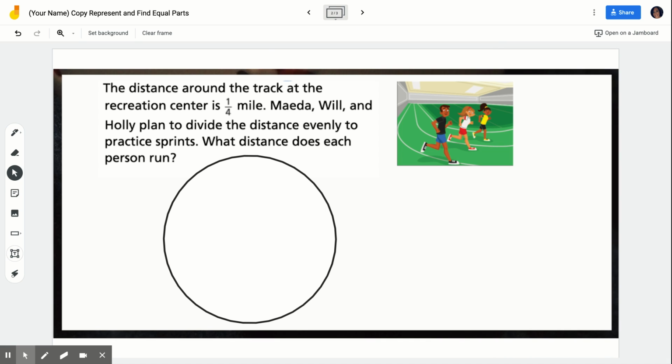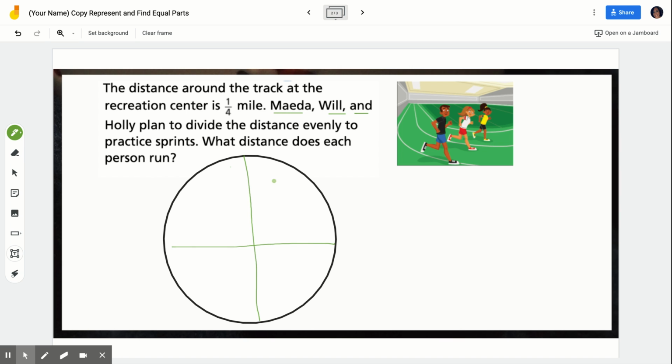The distance around the track at the recreation center is 1/4 mile. Maida, Will, and Holly plan to divide the distance evenly to practice sprints. What distance does each person run? So this time we're going to use a fraction circle. And so I know that Maida, Will, and Holly plan to divide the distance evenly. So we are going to start with representing the 1/4 of a mile. So we're going to represent that in this space.